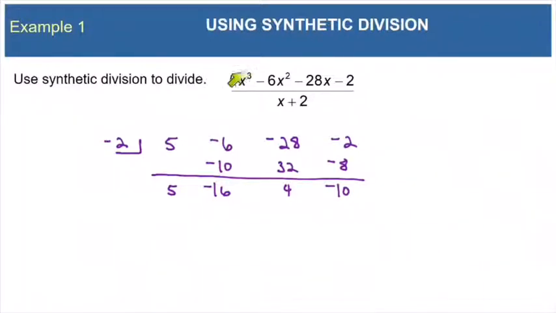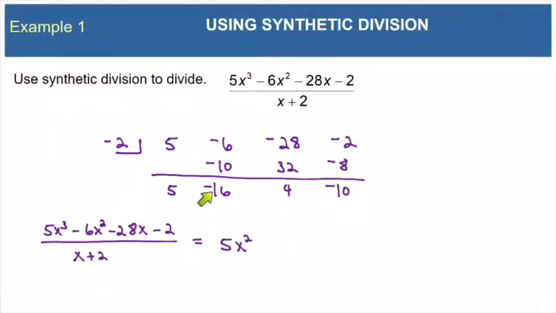So if we look at what we were dividing into, we started with the x to the third term. So we know that the first term of this quotient represents the x squared term. So our quotient is going to be 5x squared minus 16x plus 4 minus 10 over our divisor, so minus 10 over x plus 2. And there is our quotient.